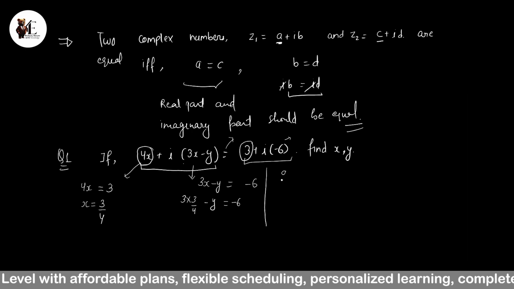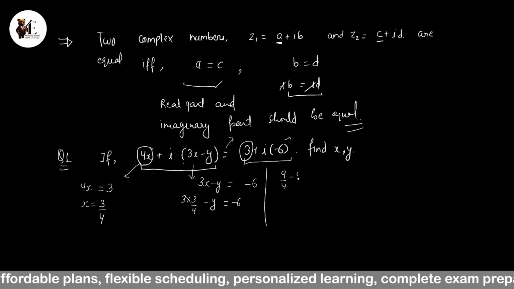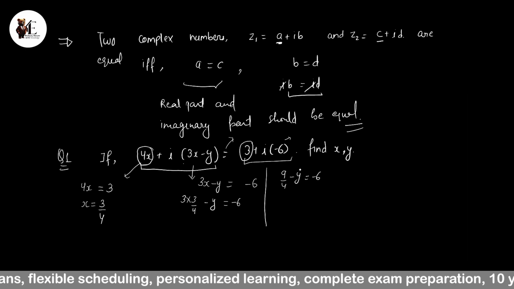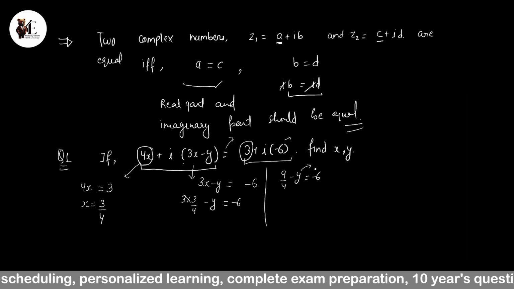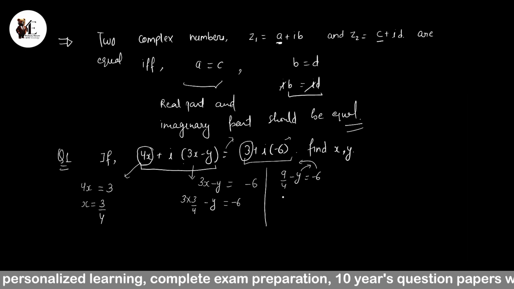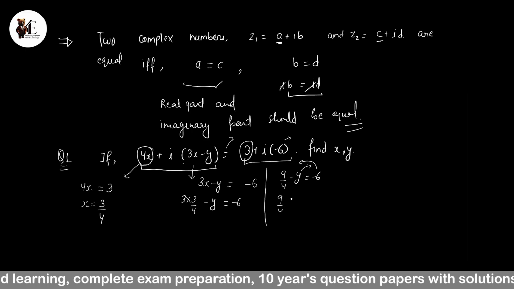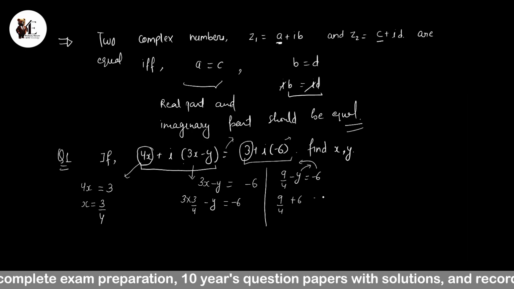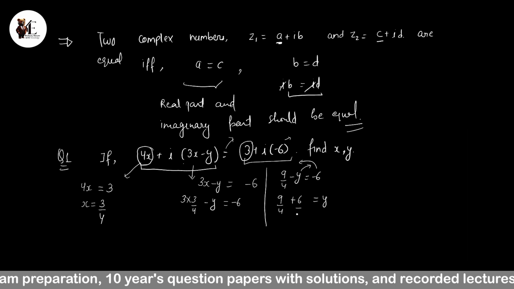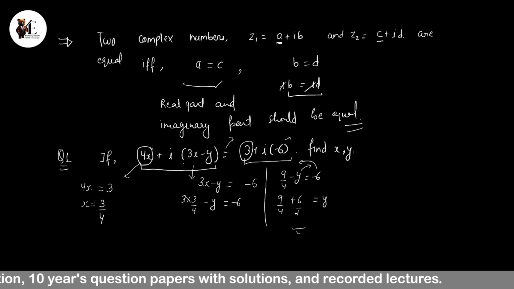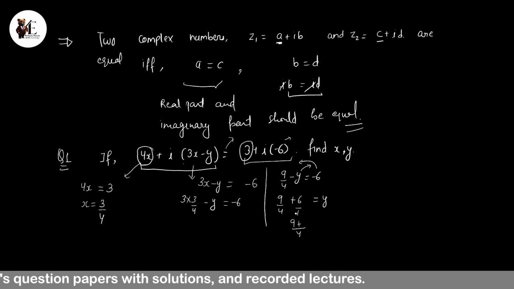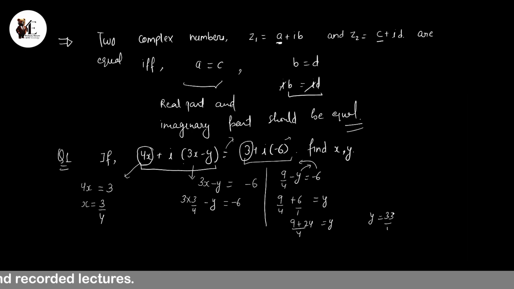So that will be 9 over 4 minus y is equal to negative 6, transposing this y to the right hand side and negative 6 to the left hand side. So this will become 9 over 4 plus 6 is equal to y. So I have to take the LCM. LCM will be 4. So 9 plus 24 is equal to y. So the value of y will be 33 over 4.